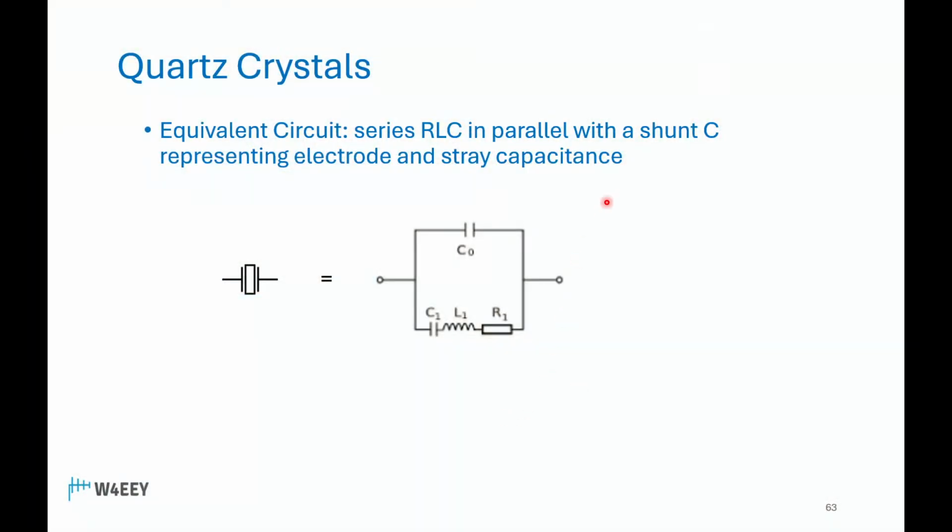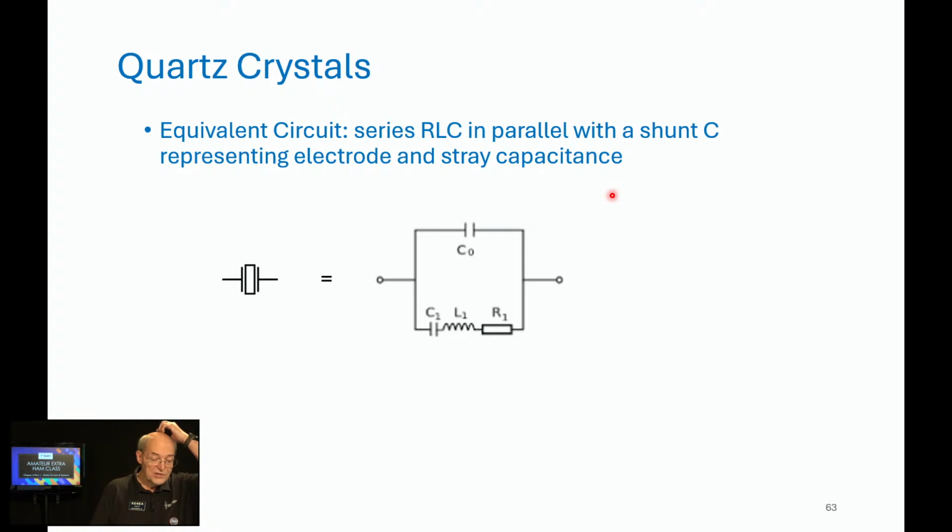All right, moving on, a little bit more about quartz crystals. They changed this pool question in a very positive way. The way it used to read was terrible. So the equivalent circuit of a crystal, it's a series RLC in parallel with a shunt capacitor representing electrode and stray capacitance. So when a crystal is actually operating in a circuit, this is how it's acting. This is the circuit symbol for a crystal.